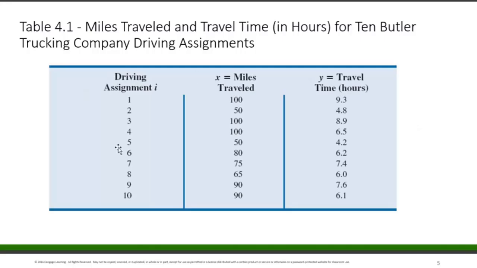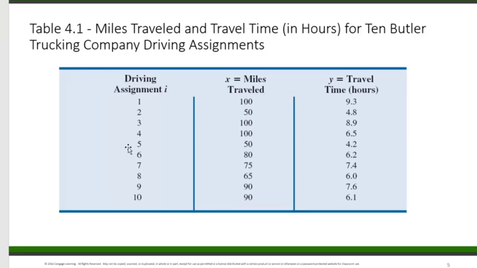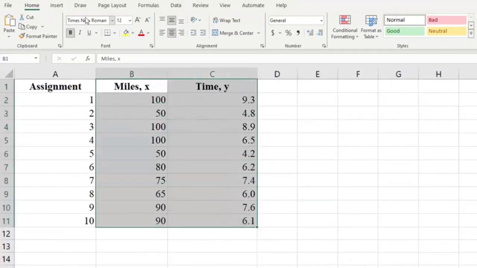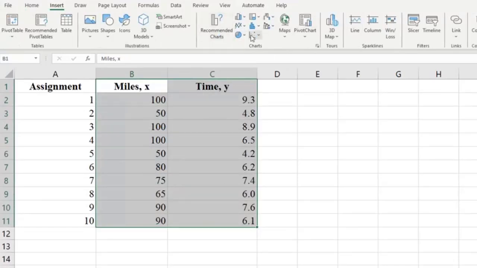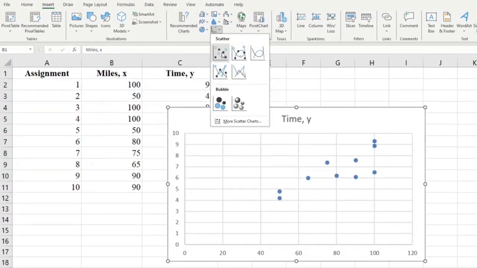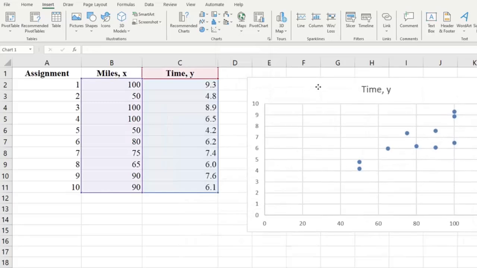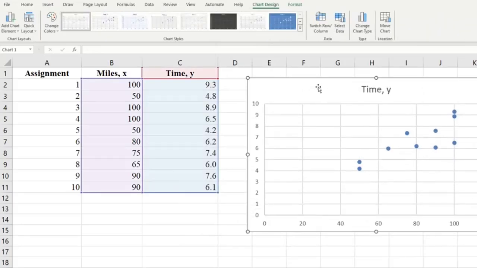A scatter chart means that you have x values on the horizontal axis and y values on the vertical axis. So we're going to make a picture of this. I'm going to take these and then insert a scatter chart over here. Okay, so here is our scatter chart. Remember that the first column is going to end up on the horizontal axis, which is what we want. We want x to be on the horizontal axis here.